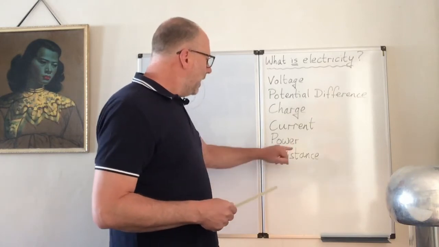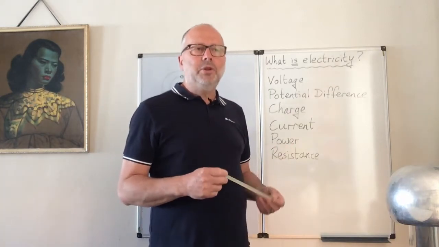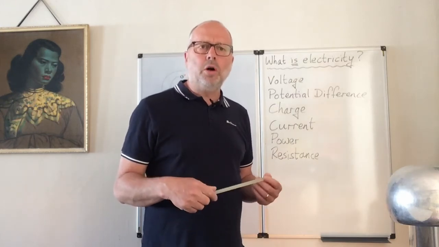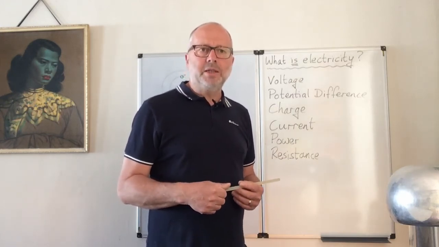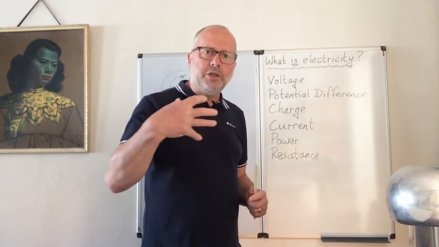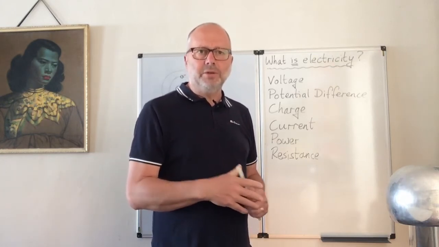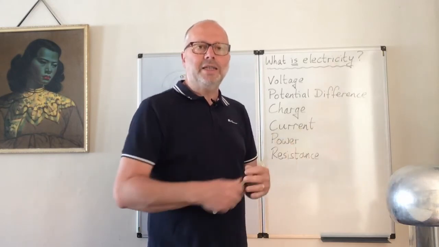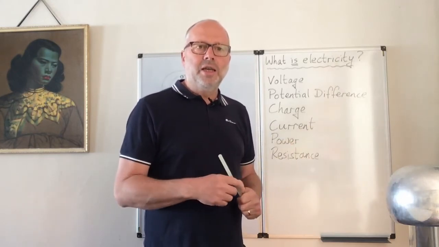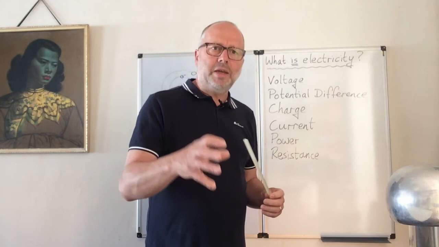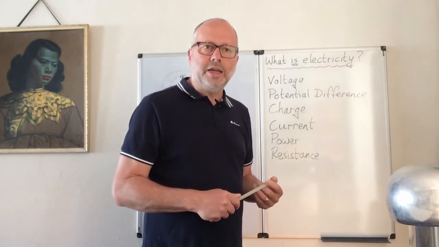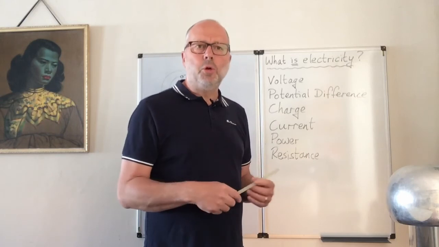The other thing is power. If you had, say, a 10 watt light bulb, that means how quickly it uses the electrical energy. We don't say it uses it up, but it uses it. It turns it from electrical energy into light energy. And if it's 10 watts, it's using 10 joules of energy every second, turning that electrical energy into light energy. And some things use more power than others.